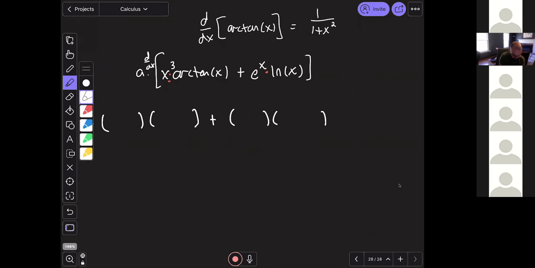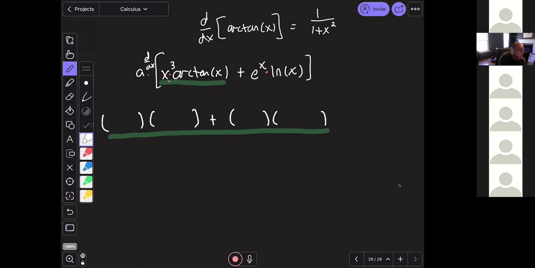Okay, so let's go ahead and denote this with a color. This is going to be my green part here. My first function is x cubed, so I'm going to leave that alone. I'm going to have to multiply in the second spot by the derivative of arctangent, which we just saw was 1 over 1 plus x squared.